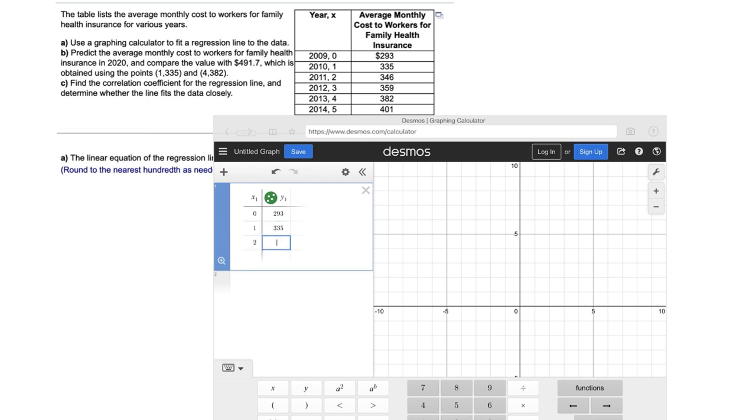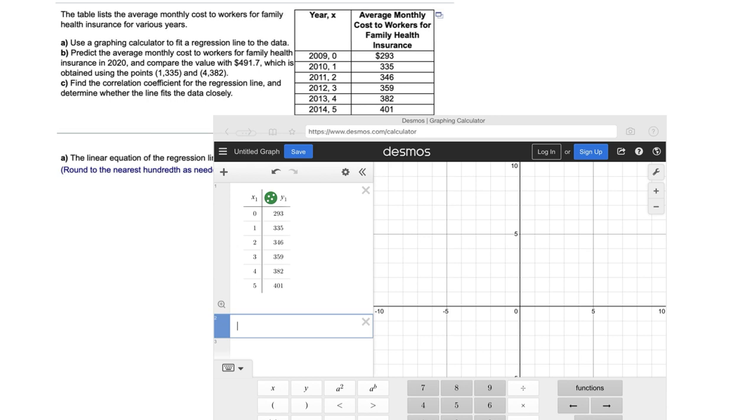Okay, 2, 346, 3 is 359, 4, 382, and 5 is 401. There we go. So I have my data in, and now down below here, I'm going to enter that equation.